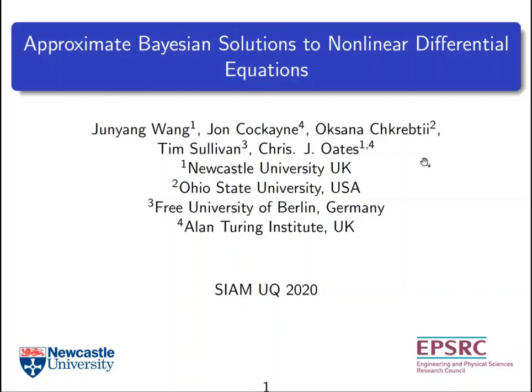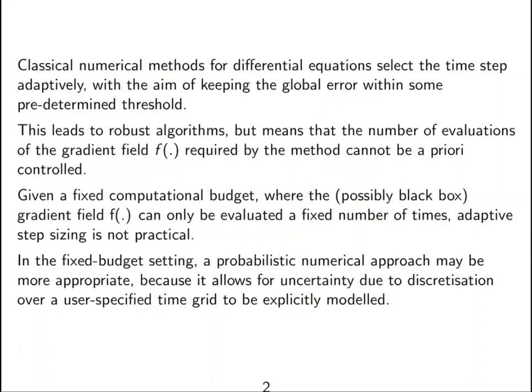So like Chris sort of explained in the last talk, classical numerical methods for differential equations tend to select the time step adaptively. They usually do that with the aim of keeping the global error within some preset threshold. This is quite good, but it means the number of evaluations of the gradient field, so the right hand side of your differential equation, can't really be controlled.